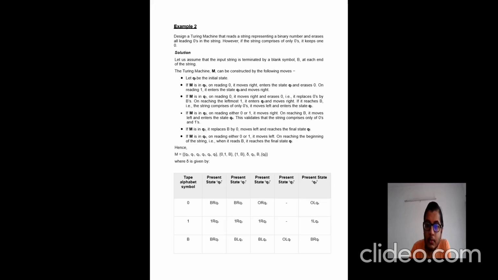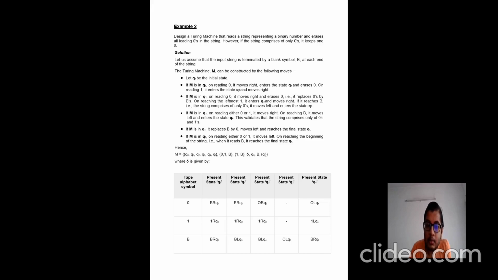If M is in Q1, on reading 0 it moves right and erases 0. That is, it replaces zeros by b's. On reaching the leftmost one it enters Q2 and moves right. If it reaches b, that is, the string comprises only zeros, it moves left and enters the state Q3.